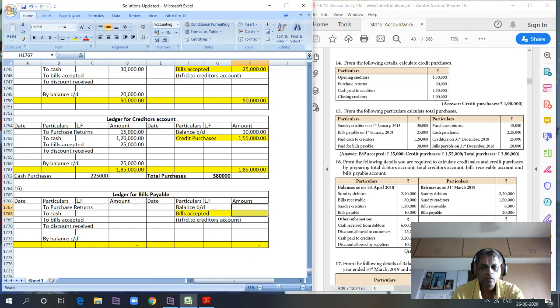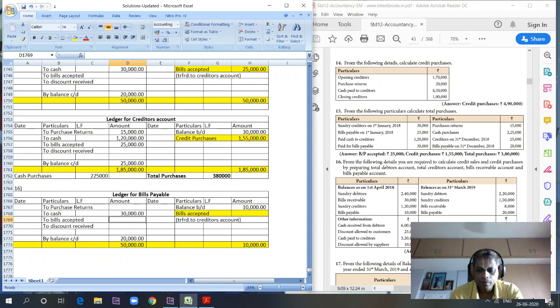So let's start preparing the ledger for bills payable. Balance as on 1st April 2018, sundry bills payable 10,000. On 31st March, the bills payable balance is 20,000. Other information available is payments against bills payable, 30,000.